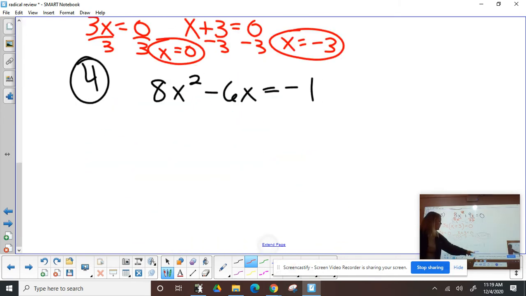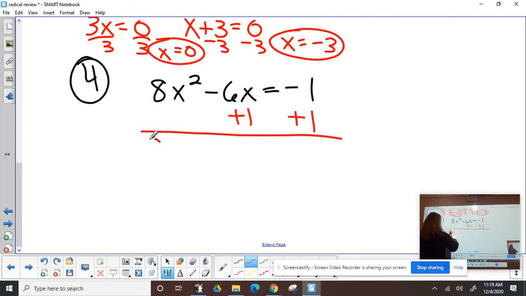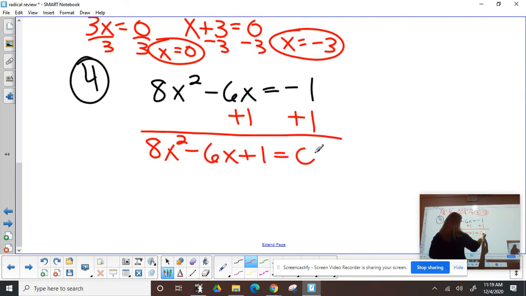The last one, number 4, is very similar to question number 2, except it's not set equal to 0 already for you. So what you're going to do is add or subtract whatever this is from both sides. Make sure that it's set equal to 0 first. So that's how we set up the problem. You want to add 1 to both sides. You want to make sure that it goes ax squared plus bx plus c. So whatever you're adding or subtracting to both sides is in the right form.